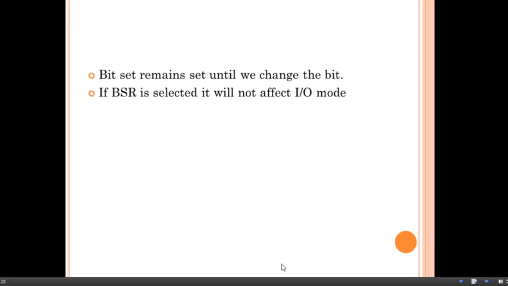If the BSR is selected, it will not affect the input output mode. Only one bit of port C is affected in case of this bit set reset mode, that is BSR mode. That one bit is selected by D1, D2 and D3 of control word register, and whether it is set or reset is indicated by the D0 bit of control word register.